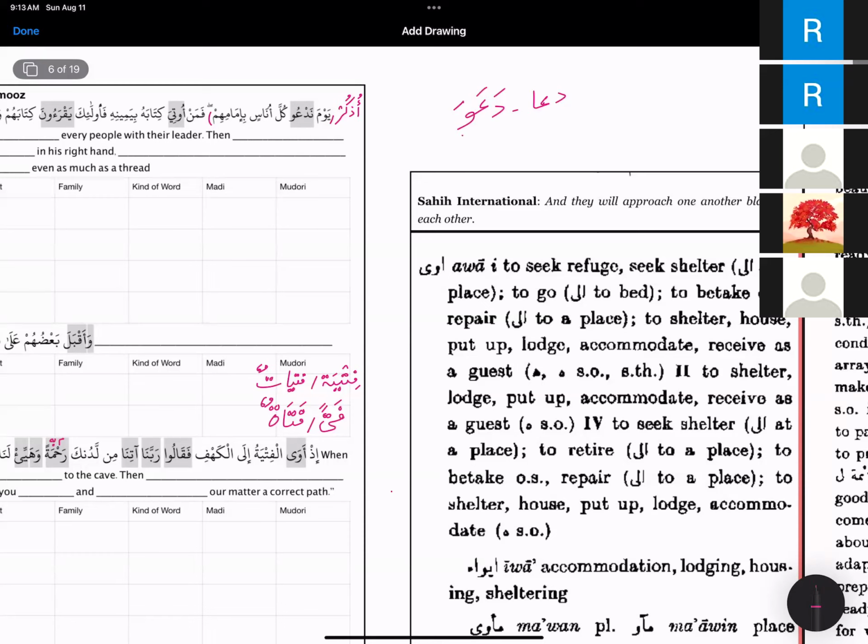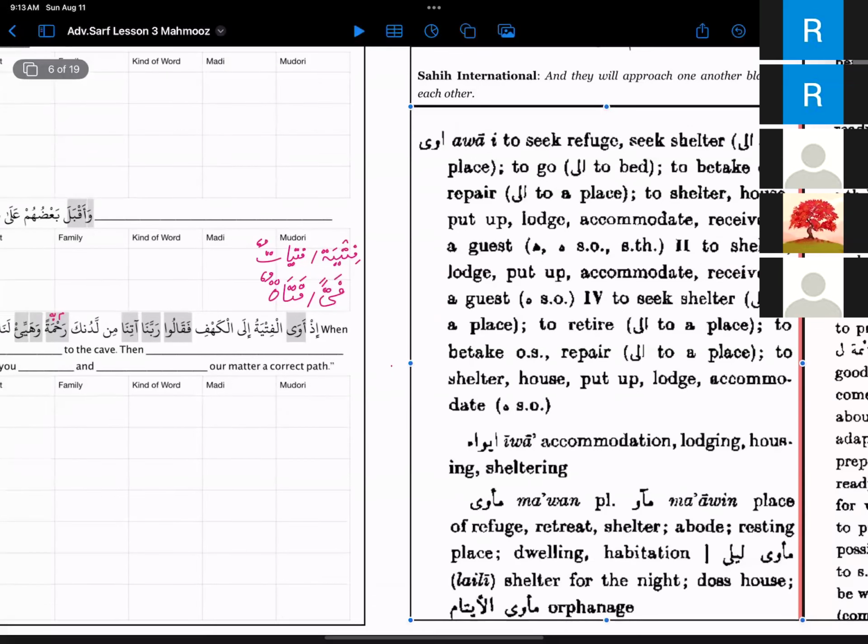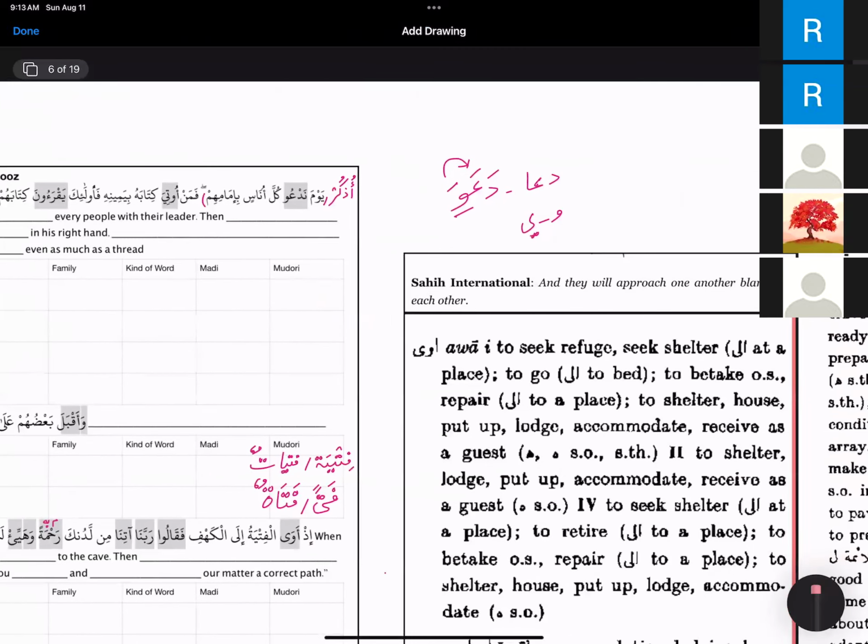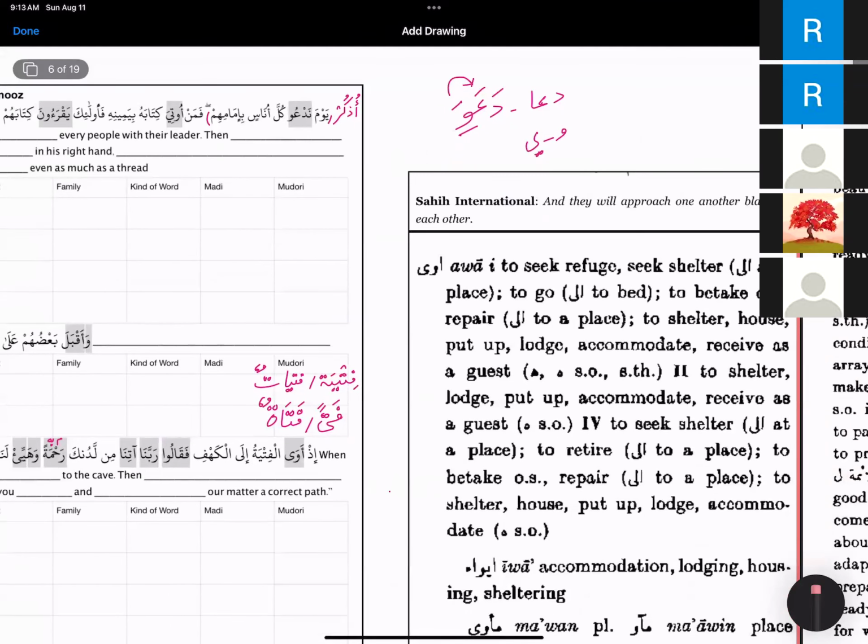Exactly. So if the weak letter waw or ya is mutaharrik, meaning it has any haraka, then the rule is that it gives its haraka to the previous letter, and then it changes according to the haraka. If it is fatha, then this waw changes into alif. If it is kasra, it changes into ya, and if it is dhamma, it changes into waw. So over here it has transferred fatha, so it changes into alif, and this is how it becomes da'a. That is Bab Nasara.